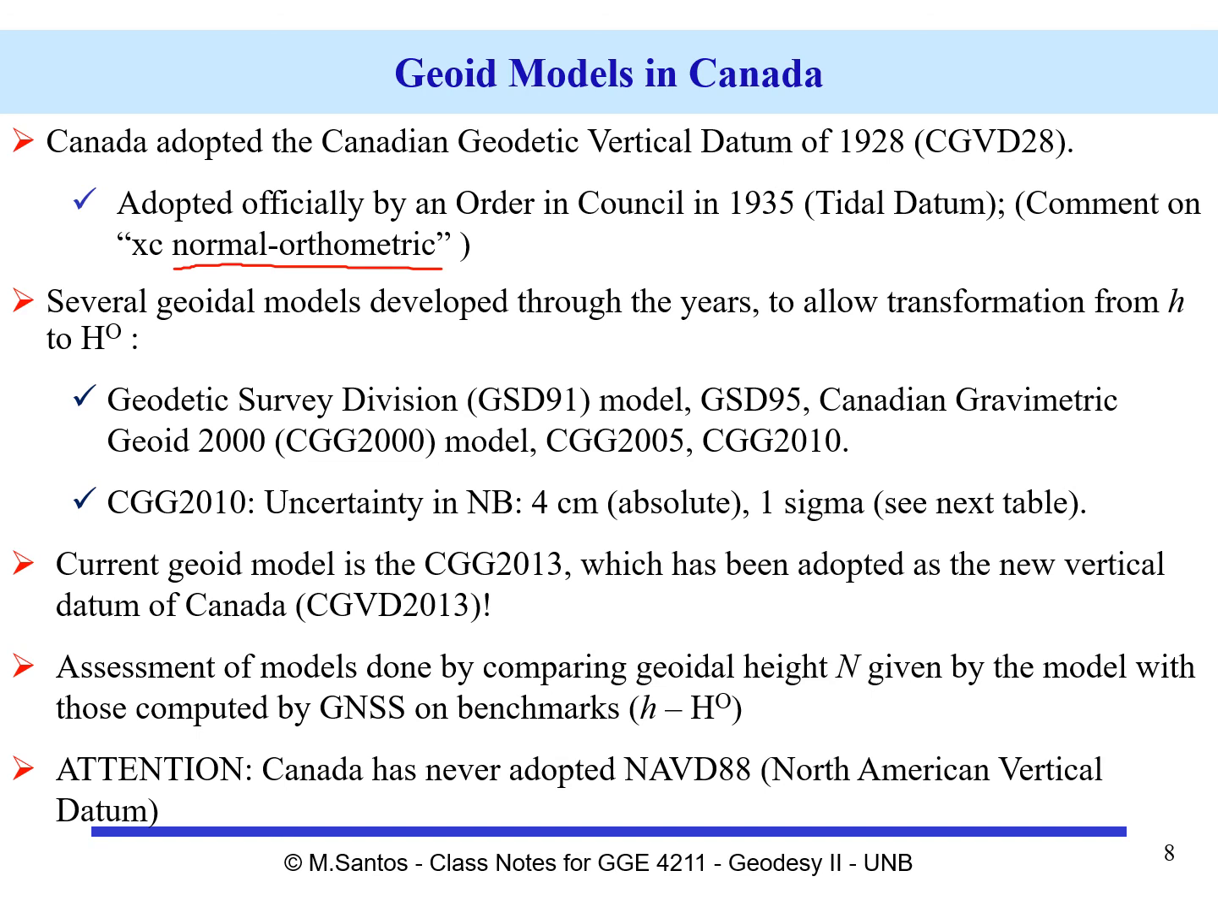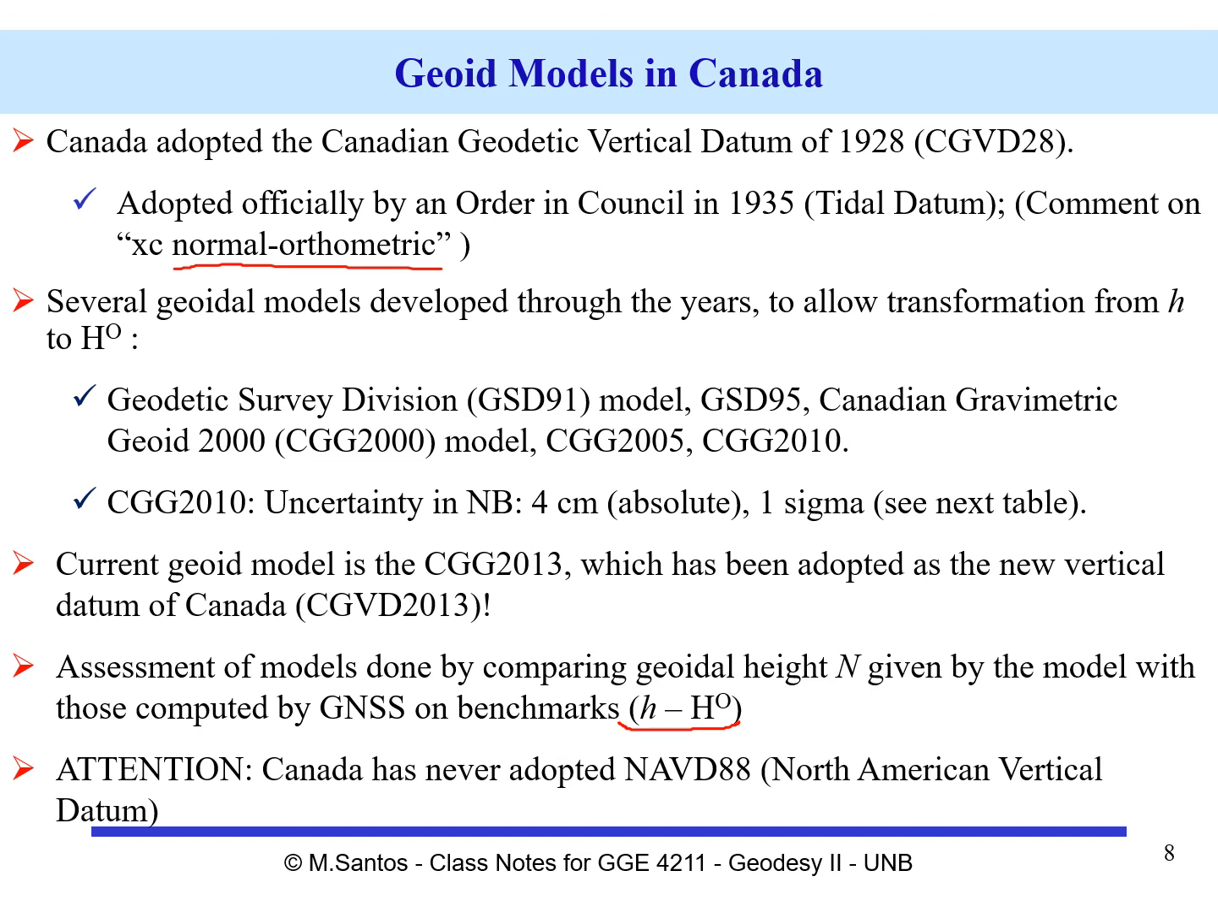Now, for the assessment of models, we have to have an idea in terms of the accuracy. The best we can do is to compute the geoidal height by doing a GNSS survey over benchmarks. So on benchmarks, we know the orthometric height. We then determine the geodetic height from GNSS, and from here we can compute the geoidal height.